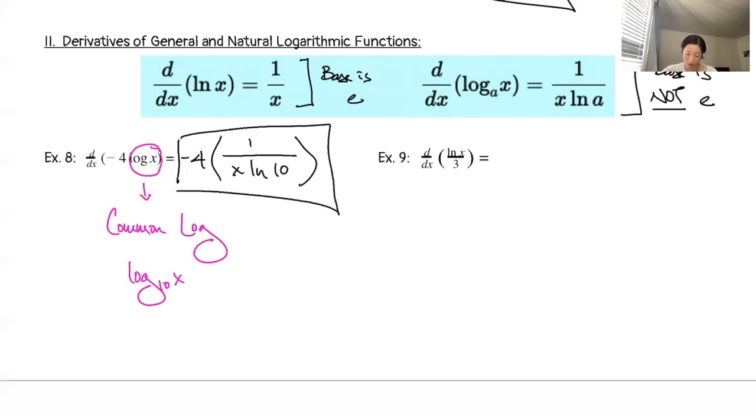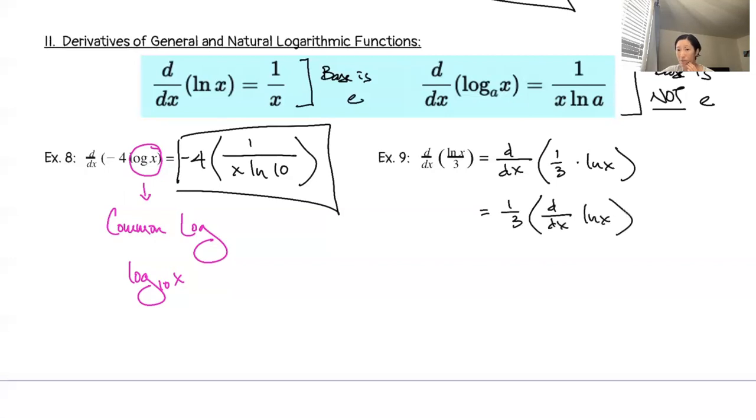What about example 9? The derivative of natural log x over 3. This is the same thing as the derivative of 1/3 times natural log x, and when we have constants, we can pull them out to the front: 1/3 times the derivative of natural log of x. That's an important concept, which we saw with the quotient rules, where we could simplify first. Now we know the derivative of natural log is 1 over x, so I get 1 over 3 times 1 over x, which gives me 1 over 3x.